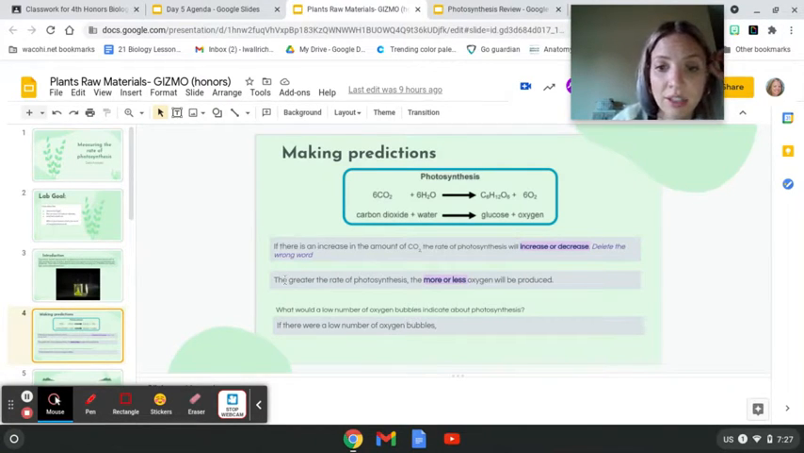Then it says the greater the rate of photosynthesis, the more or the less oxygen is produced. So if the rate of photosynthesis is higher, will you have more or less oxygen? Okay, and then the final one is, if there's a low number of oxygen bubbles, what can you say about photosynthesis? Low number of oxygen bubbles. What can you say about photosynthesis?